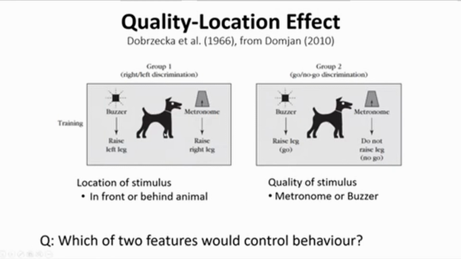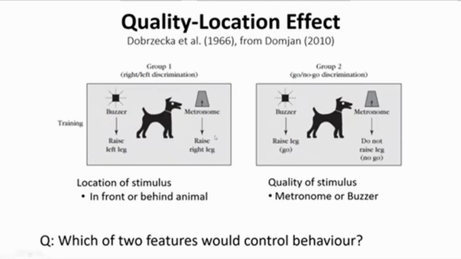And if I didn't mention it, or if it isn't clear from the image, this was done with dogs. They had a different group that instead of being trained on this right-left discrimination, they were trained on a go-no-go discrimination. So if they hear the metronome in front of them, same location, just for ease of understanding, the response that they should make is a no-go response, so do not raise a leg. But if they hear the buzzer behind them, they should make a go response. They should raise a leg. So we have two different kinds of responses. Here we have to discriminate between raising the left or the right, and here they needed to discriminate whether they should raise their leg or not raise their leg.